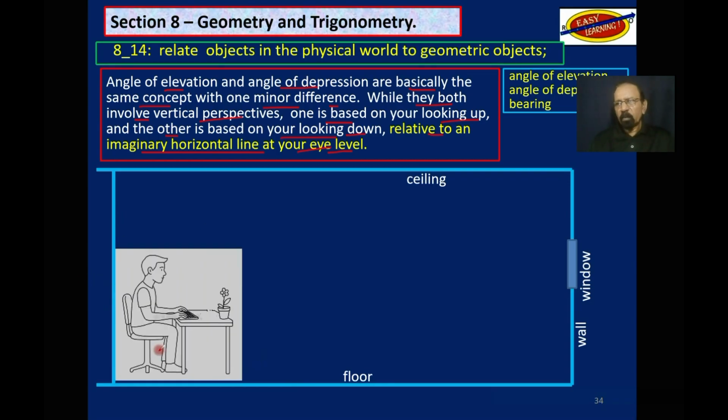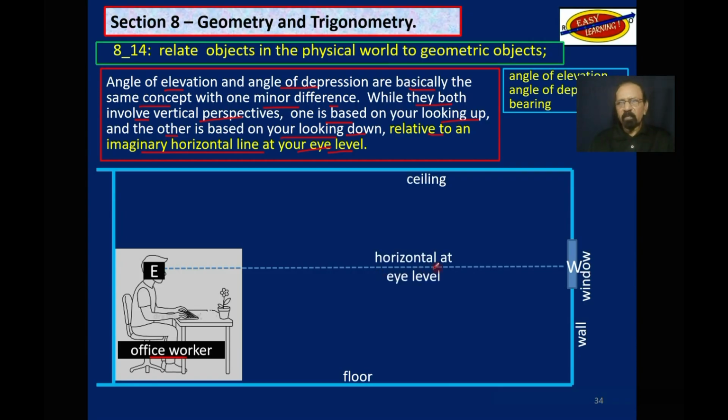And in this room, we have an office worker. If you notice carefully, there is an imaginary line here from the eye of that office worker to the middle of this window. So that would be W and E. There is an imaginary line from E to W. That is called the horizontal at the eye level. Remember, it is imaginary.